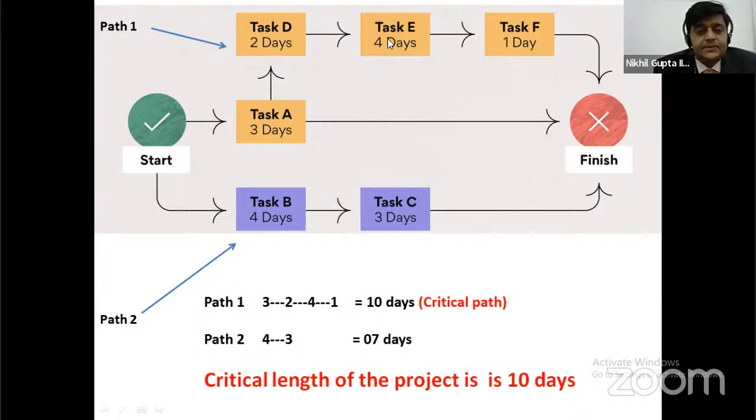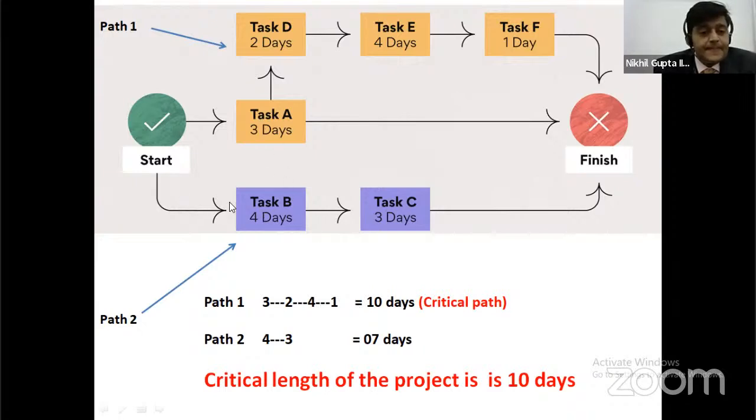Task E, the third task, takes 4 days. Task F takes 1 day. This is route 1, or we can say this is path 1. In this path, the total time duration is 10 days. 3 plus 2 plus 4 plus 1 is equal to 10 days.